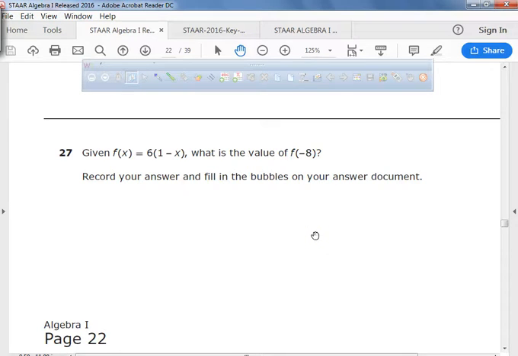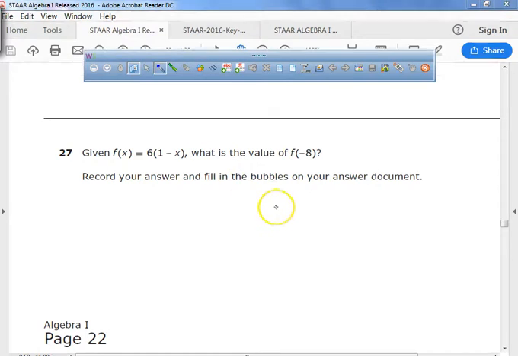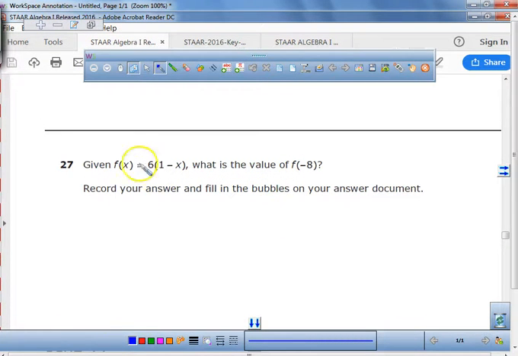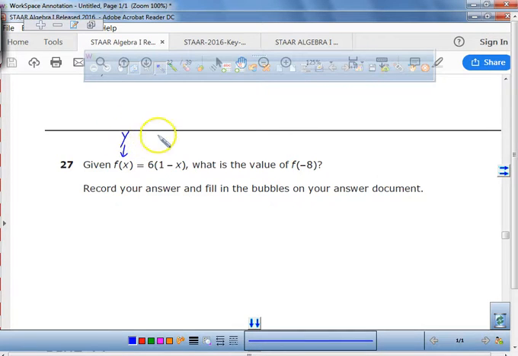Right, continuing with 2016, we're starting with question number 27 right here. All right, and Tristan's here with me. He's going to be helping me out. I'm going to give a little test here. When I say f of x, he says that just simply means y. Y equals, there you go.